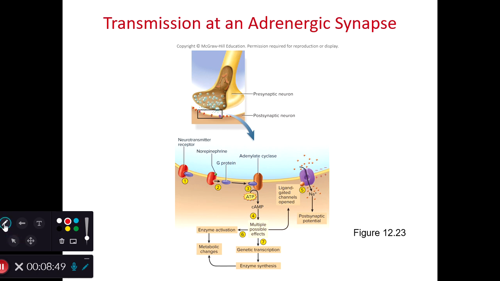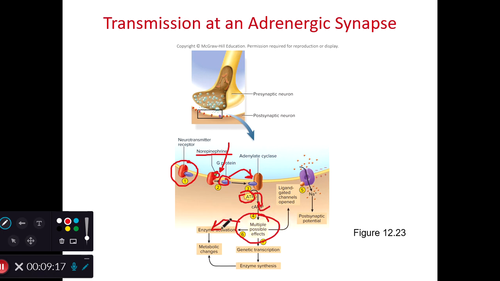So as we're looking at this adrenergic synapse, we're going to have our receptor, and this neurotransmitter receptor can have norepinephrine bind to it, represented by that little green molecule. When norepinephrine binds, it releases the G protein. The G protein will then go to adenylyl cyclase. Adenylyl cyclase turns ATP into cyclic AMP. Cyclic AMP can do lots and lots of different things.